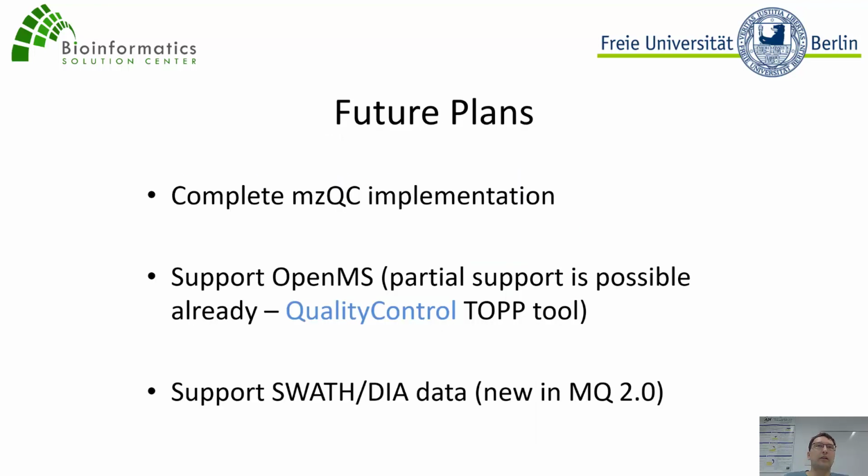Future plans are to complete our MZQC implementation, which currently only reports a few metrics. We're hoping to extend that so that basically everything that you see in the HTML or PDF reports is actually also showing up in the MZQC file. Then we hope to extend the support of OpenMS, which currently creates the evidence file, but not all the other files. So you have a limited set of metrics already, but we hope to extend that to the full set. And then, since MaxQuant released version 2.0, MaxQuant also supports swath data.